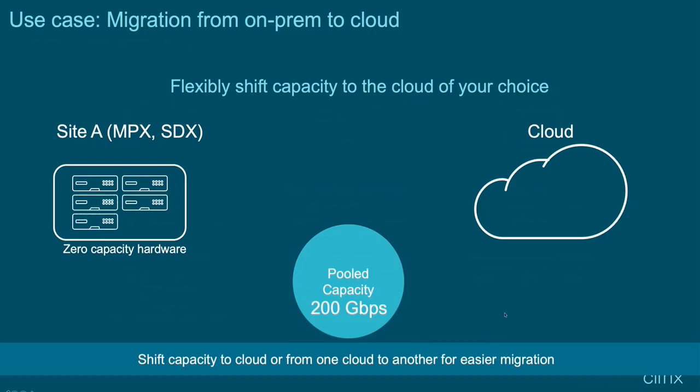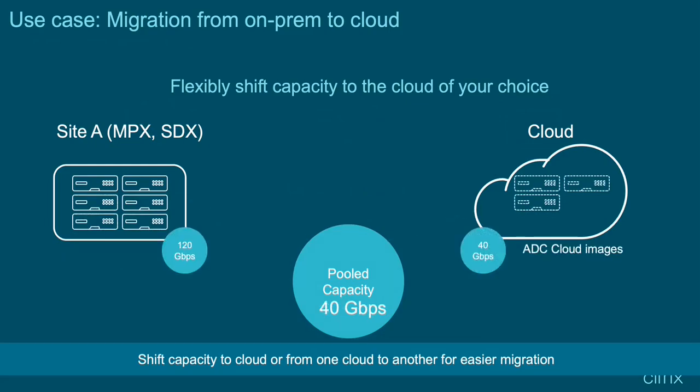So, a use case, migration from on-prem to the cloud, flexibly shifting capacity to the cloud of your choice. As we talked about, the pool does sit in the cloud in ADM service. And as a consequence to that, you're able to draw on that pool from wherever your ADCs may be.